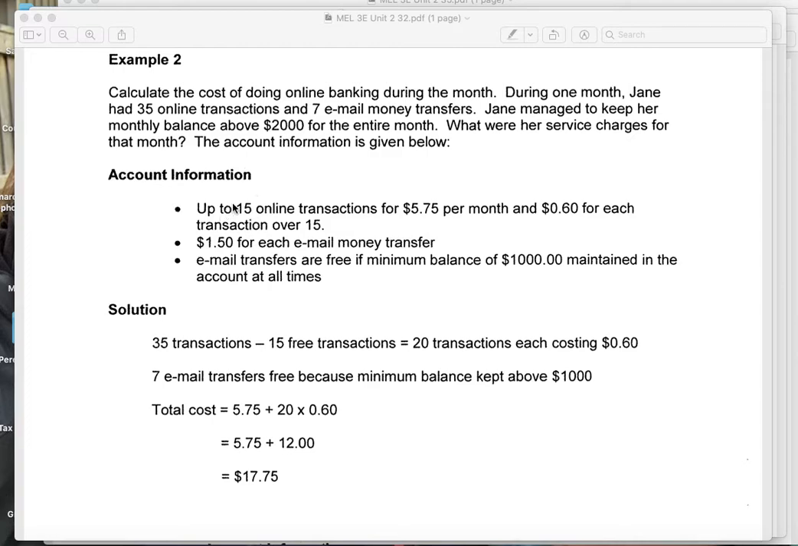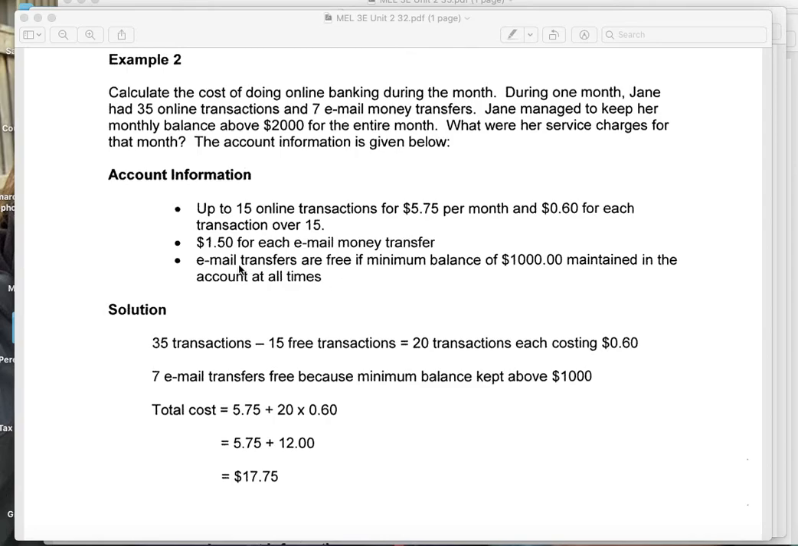So she actually has 20 online transactions that are over that original 15. So we're going to have to multiply 20 times 60 at some point. And then it says $1.50 for each money transfer. And here we see she has 7 transfers. So she's going to have to take this number and multiply it by 150. Email transfers are free if a minimum balance of $1,000 is maintained in the account at all times.